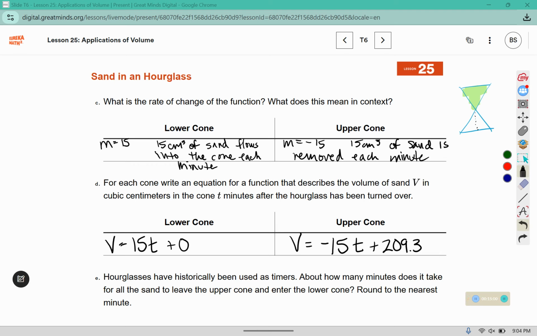So let's use this function here. We want all of the volume to go to the lower cone instead of being in the upper cone. To solve this for t, we would divide both sides by 15.